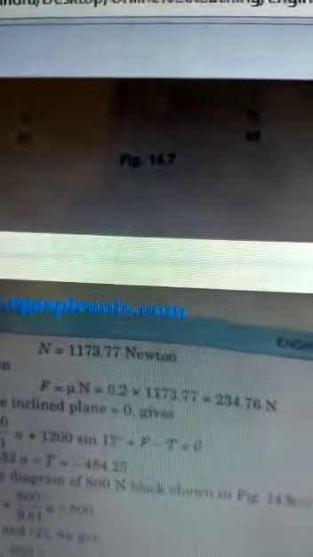Now, under equilibrium, first of all, you equate the sum of the forces perpendicular to the plane to 0. The 1200 Newton is vertically downwards, so the component perpendicular to the plane is 1200 cos 12 degrees. N is acting upwards, and 1200 cos 12 degrees is acting downwards. So N minus 1200 cos 12 is equal to 0. It is the equilibrium condition for this. From that you will get N equal to 1173.77 Newton.